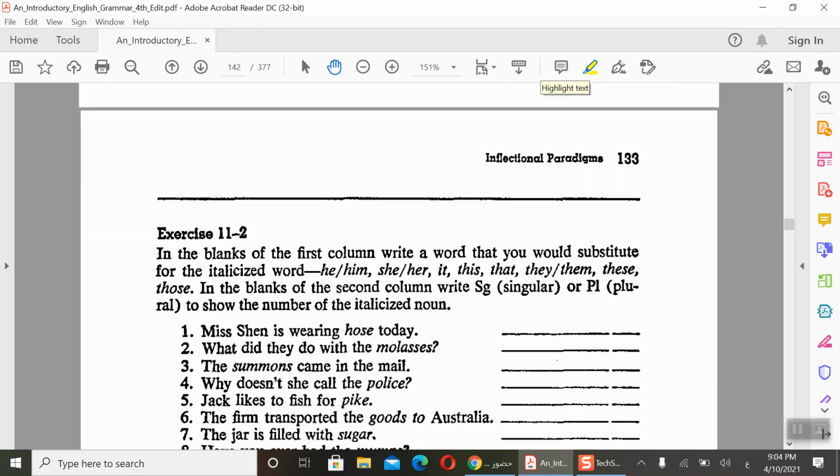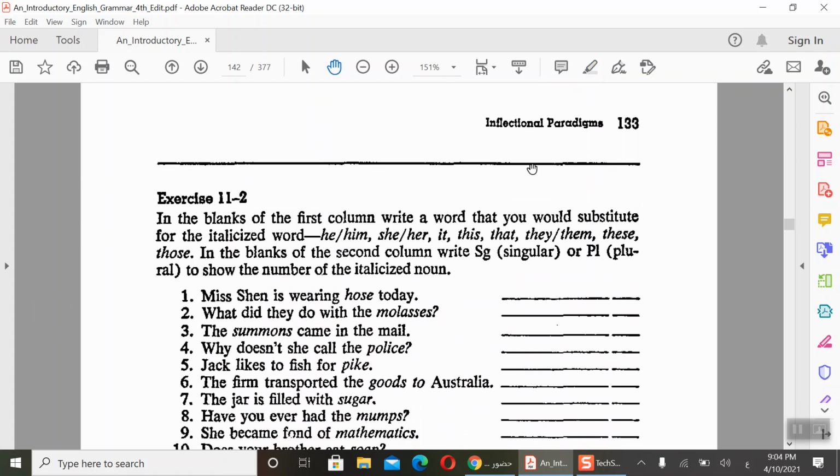Here we have exercises, very important to see them, to see whether these are singular or plural.